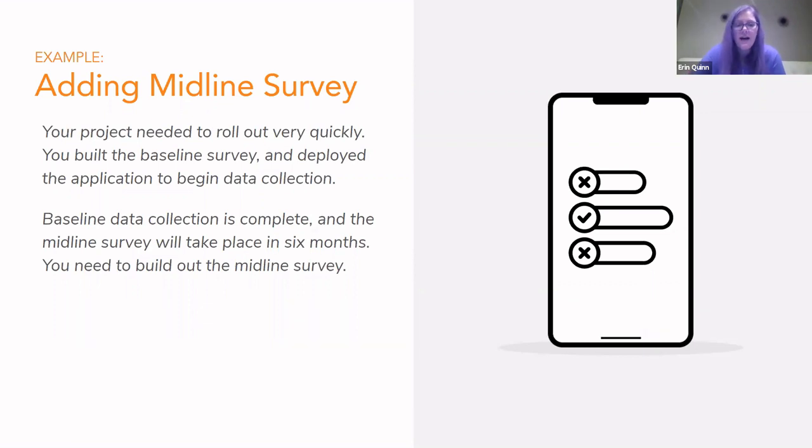So like I said, the example here is that your project needed to roll out very quickly. You built the baseline survey, which is also serving as the registration form, and you deployed that application to begin your data collection. Now the baseline survey is complete and the midline survey is going to take place in 6 months. So we need to build out this midline survey within the application.